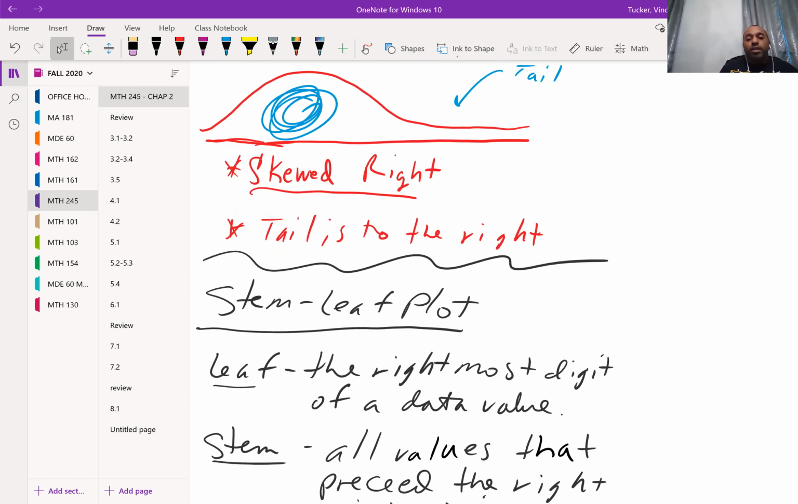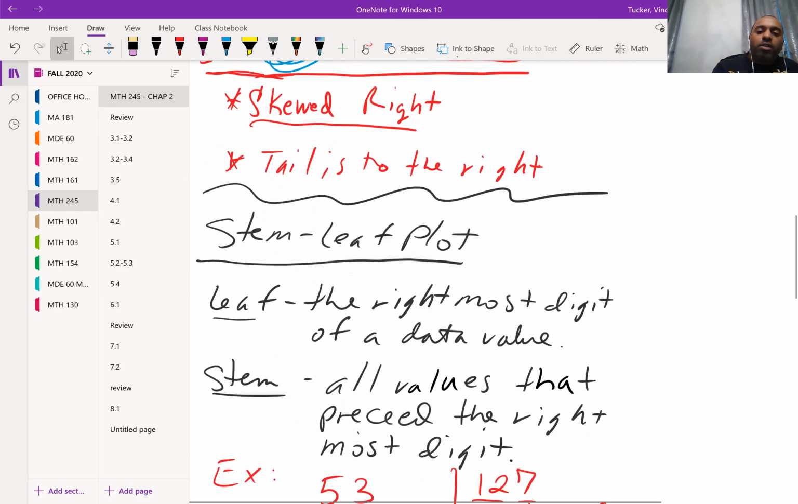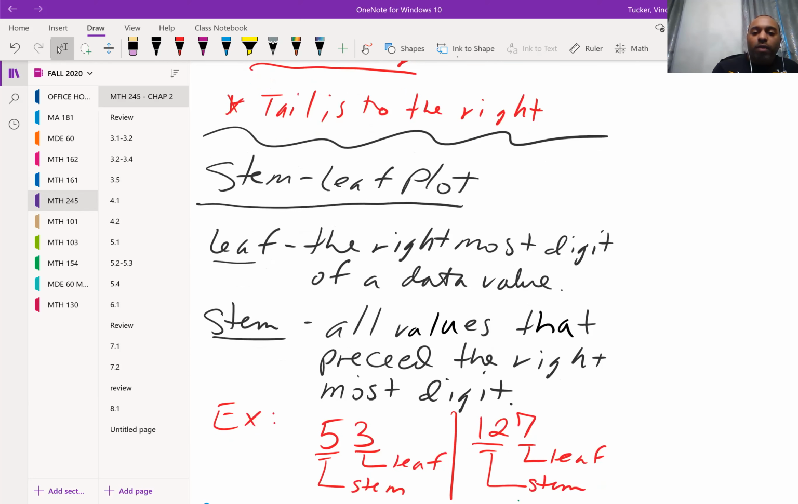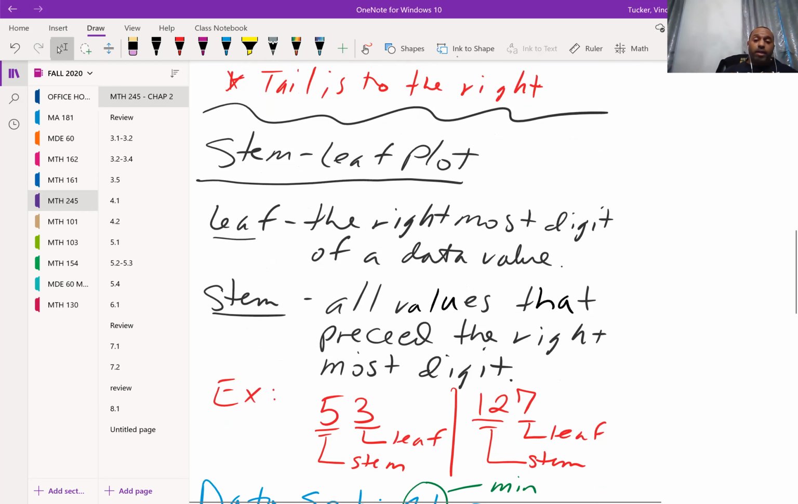All right, so the next thing is the stem leaf plot. Your leaf, or your leaves, will be the rightmost digit of your data value. Your stem is going to be all values that precede the rightmost digit. So if you look at our two examples right there, if I have the number 53, my leaf is the 3 and the stem is 5. If I have 127, my leaf is the 7, and the 12, 1 and 2, will be considered my stem.